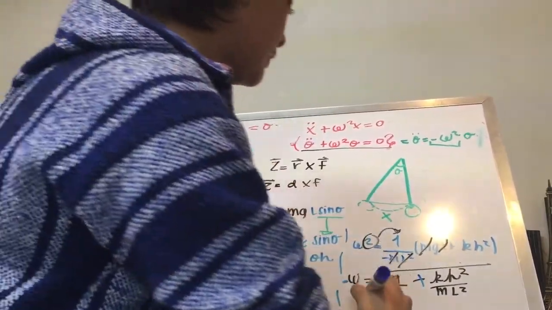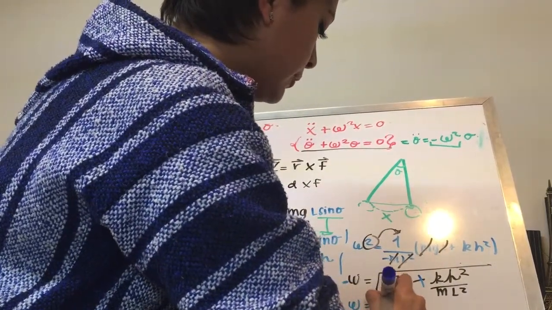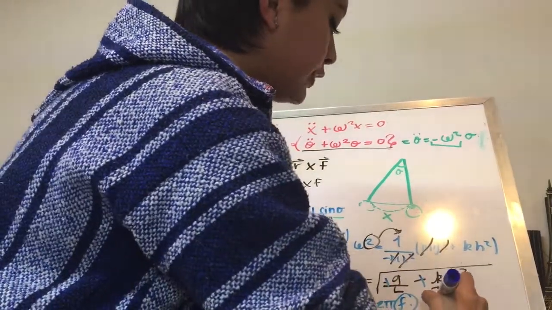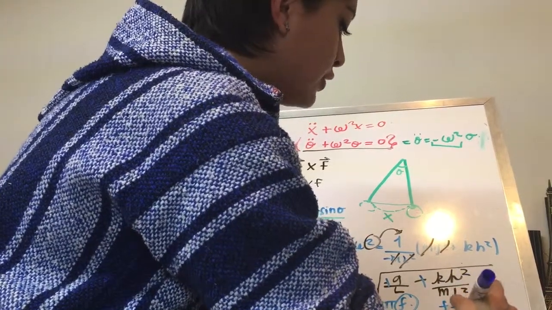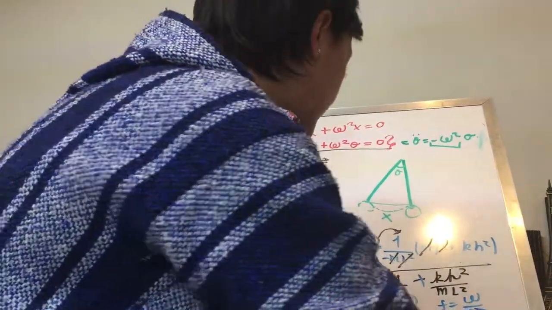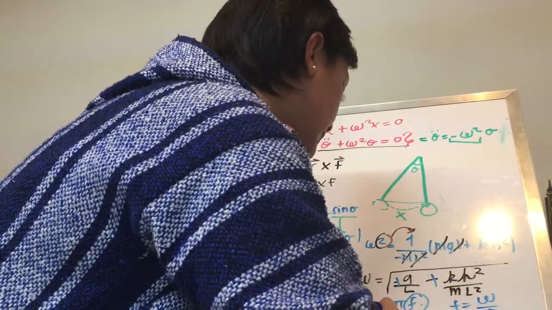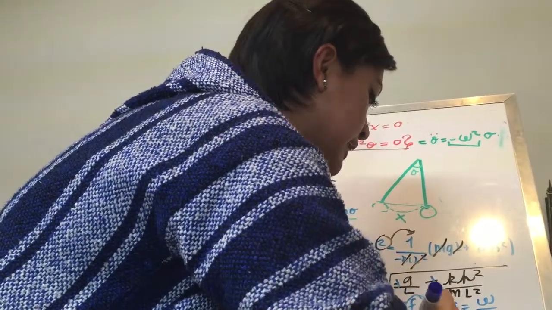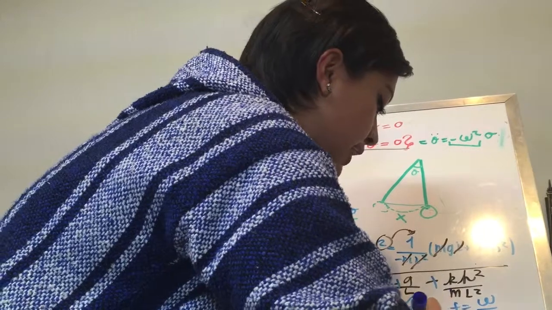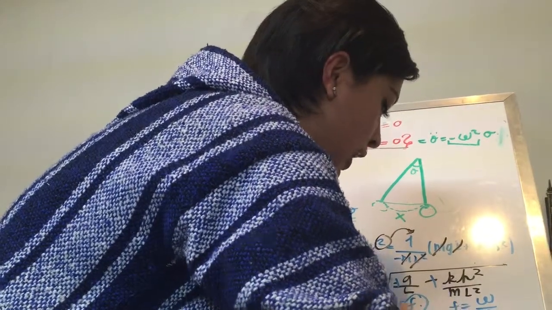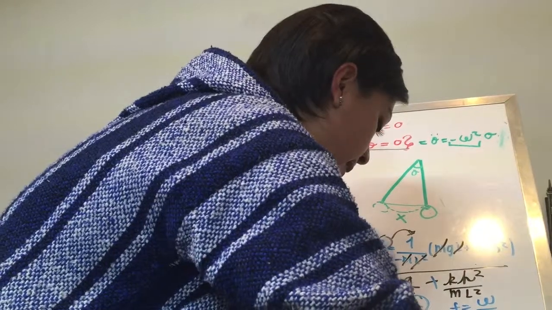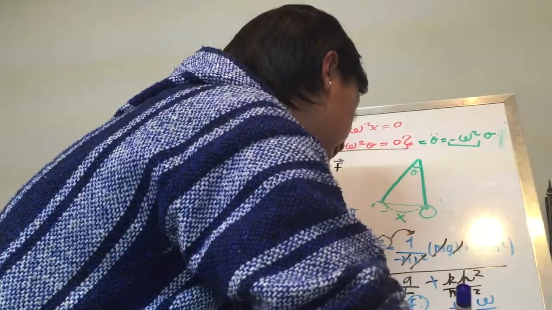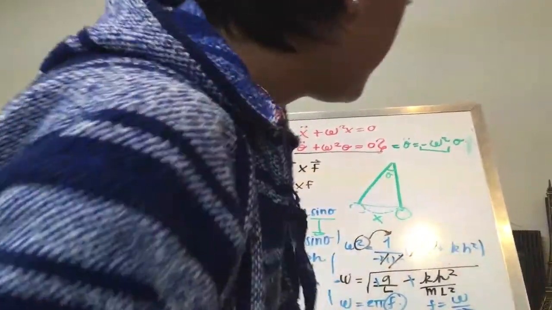And now we know that our omega is going to be 2 pi times frequency, and we're going to find frequency, so we're going to know that our frequency equals omega over 2 pi, and now we can obtain that our angular frequency is this one, so it's going to be the square root of gravity over L plus our constant times h squared over ml squared. Everything would be divided by 2 pi. And this is our final result for this problem.